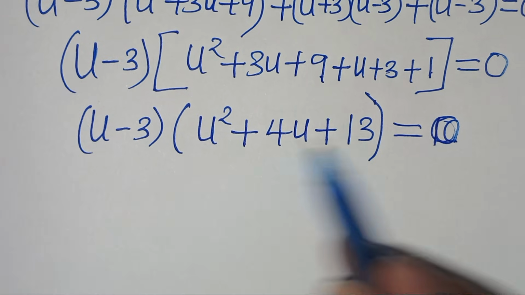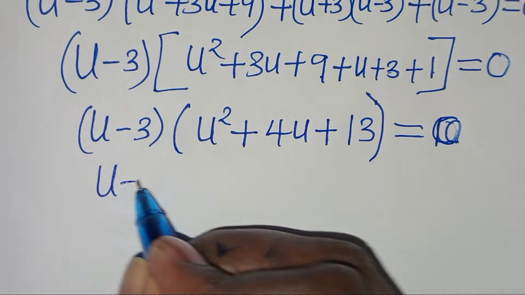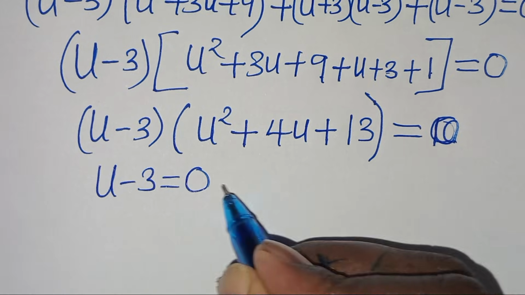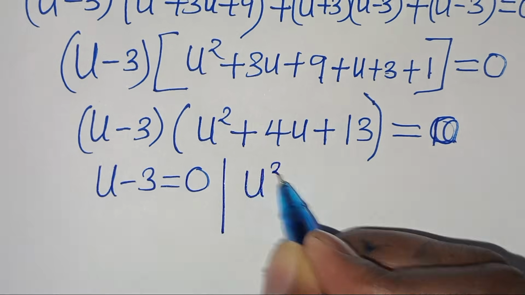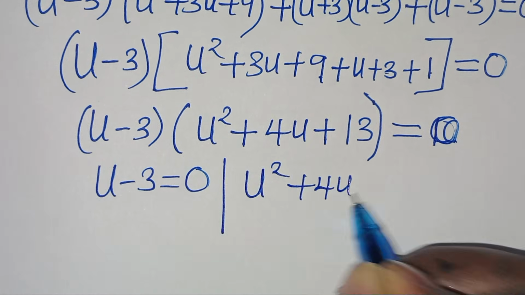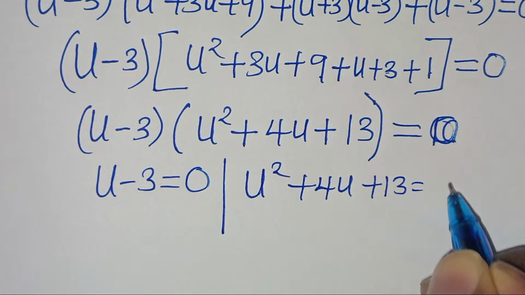So we have got two parts here. The first part is u minus 3, this is equal to 0. The second part is u squared plus 4u plus 13, this is equal to 0.